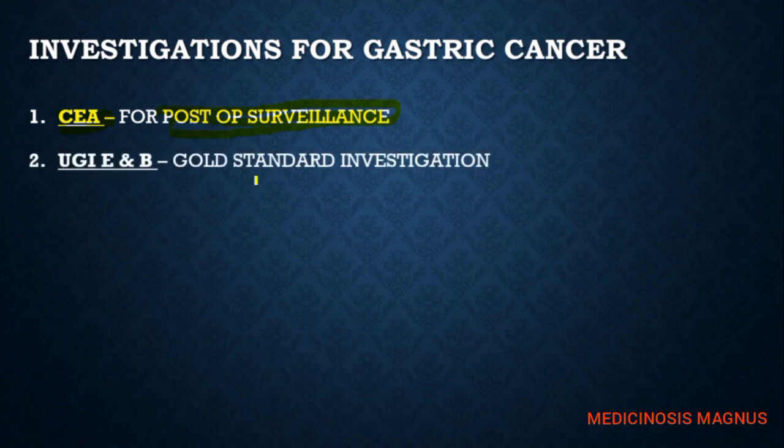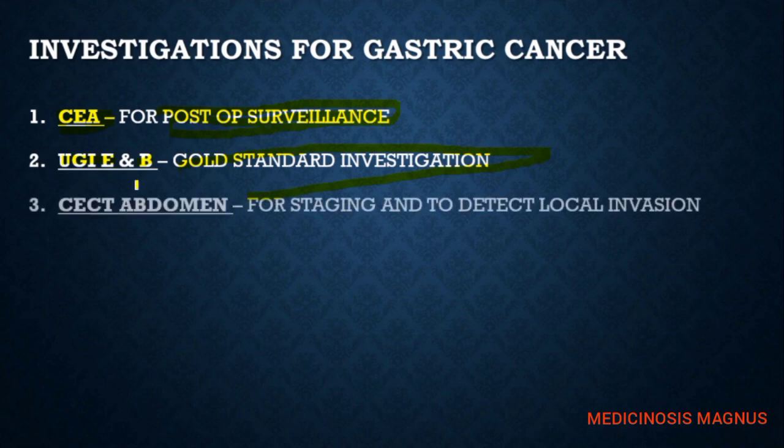Then we have to do the gold standard investigation, that is upper GI endoscopy and biopsy. We go inside the stomach through a tube, see the mass and take a biopsy. Then we can do CECT abdomen, that is contrast enhanced CT scan. This is mainly for staging the cancer and to detect local invasions, that is nearby metastasis.